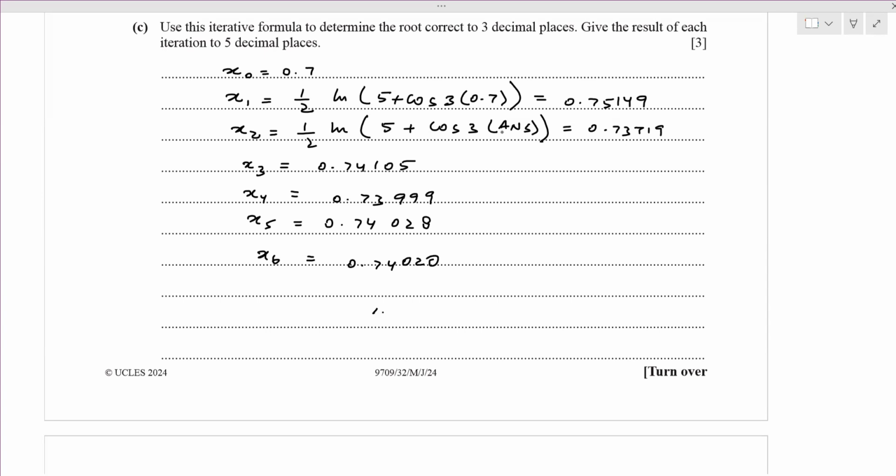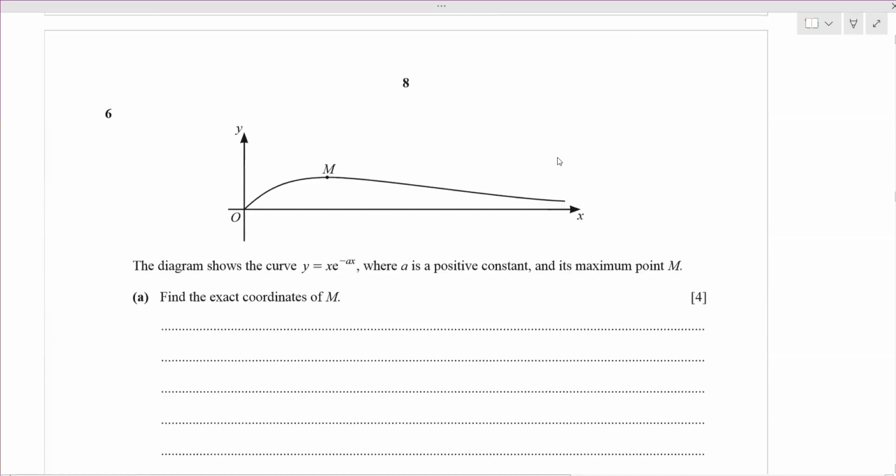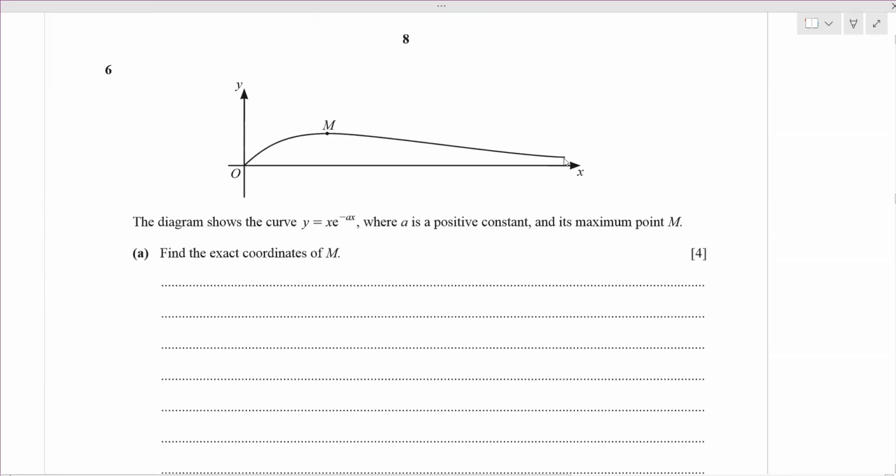x6 is 0.74020. Therefore, up to 3 decimal places, the answer of x is 0.740. This is the final answer of 3 marks. Hopefully, it is clear, the question of iteration. Next question, again differentiation integration का ही लग रहा है ये जनाब.